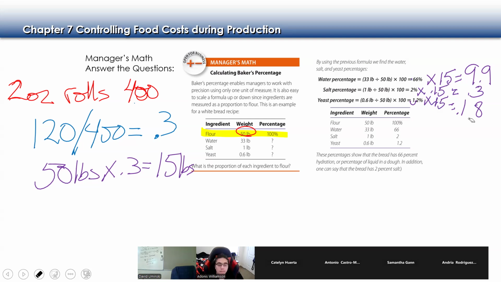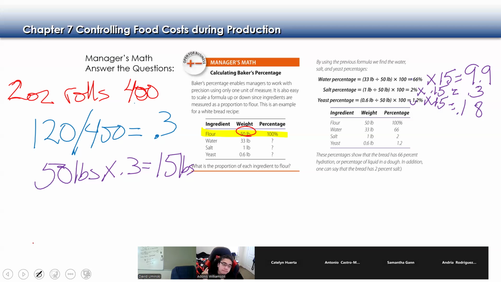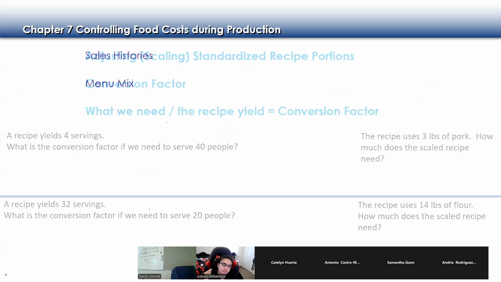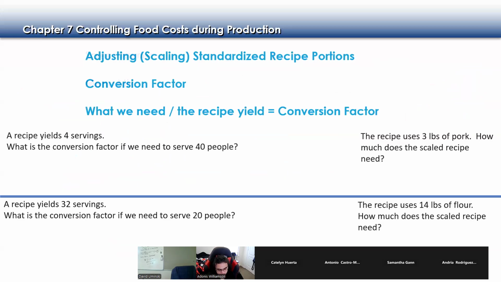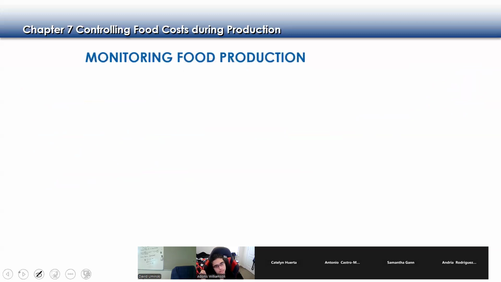So y'all see this is how we go up and down in our recipe. We use our conversion factor, apply that to our flour weight, and then we multiply each ingredient's percentage by that new flour weight. So in a way, again, it's very similar to the popularity percentage. I like how math just kind of works out like that. All right.